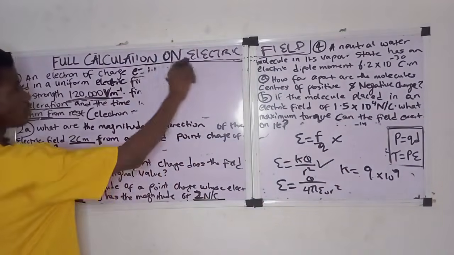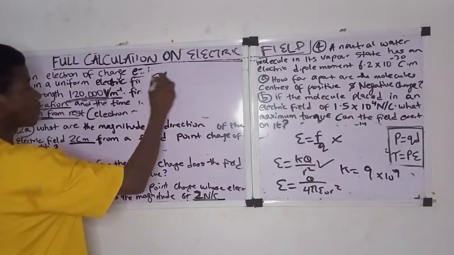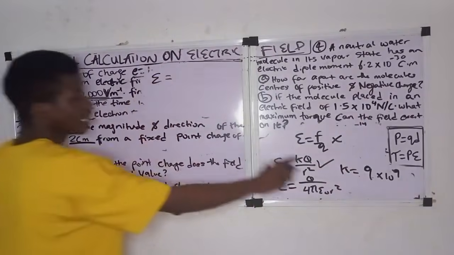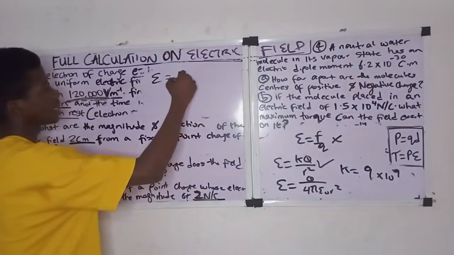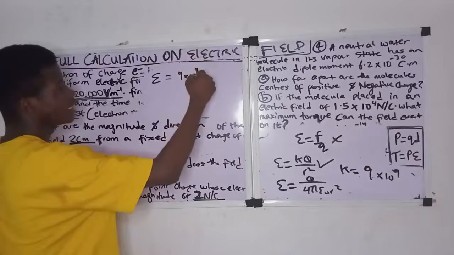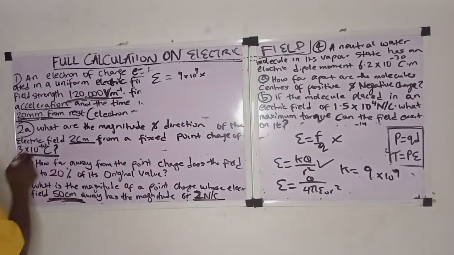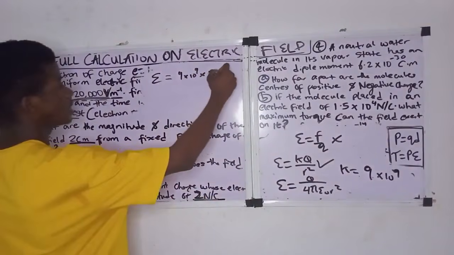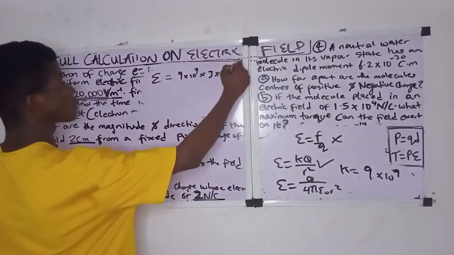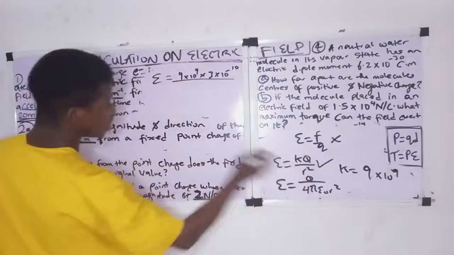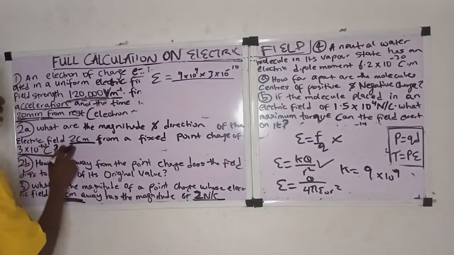So we are looking for what? Electric field, right? So we know that K is 9 times 10 raised to the power 9, then times the charge, which is 3 times 10 raised to the power minus 10, then divided by what? The distance. The distance is what?